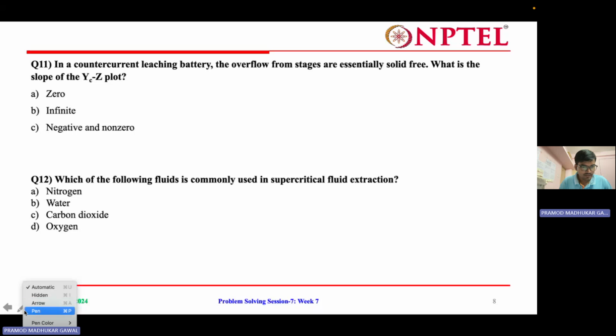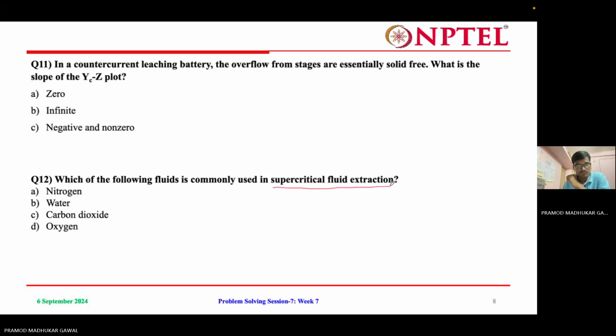So moving to question number 12. Which of the following fluids is commonly used as a supercritical fluid for extraction? Generally, the most commonly used is carbon dioxide in supercritical fluid extraction, because it has a relatively low critical temperature and pressure compared to the other ones. The critical temperature of carbon dioxide is 31 degrees Celsius and 73 bar.